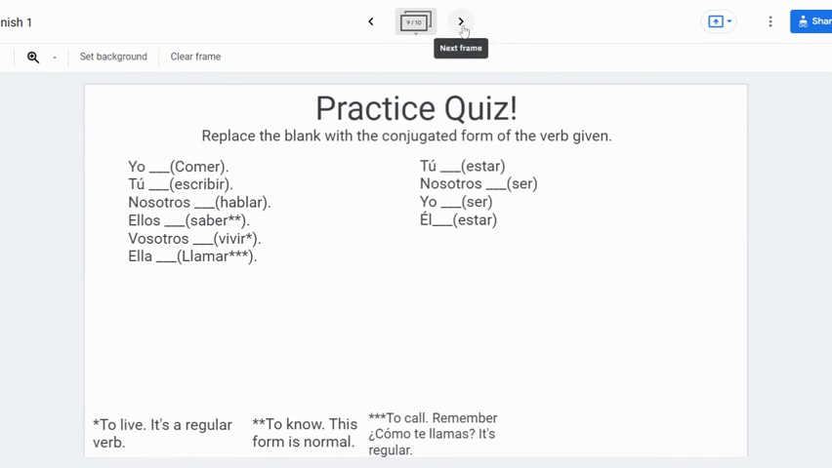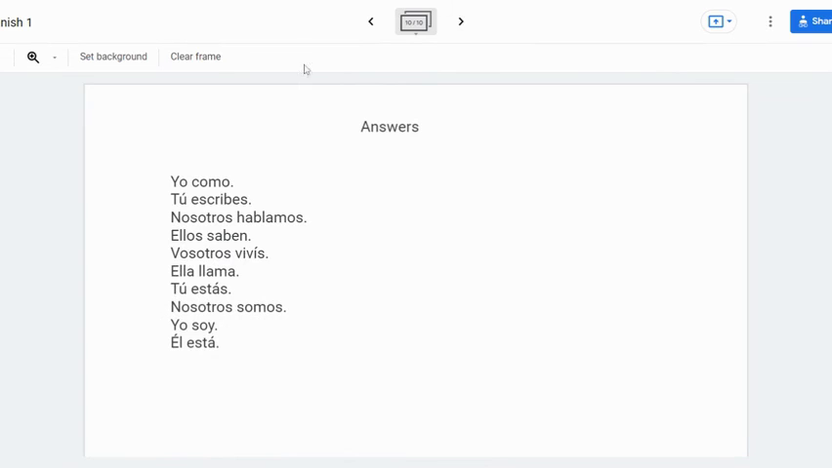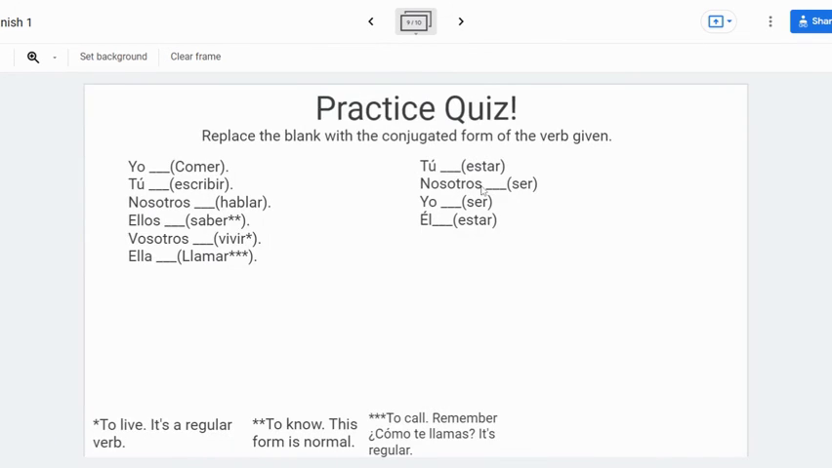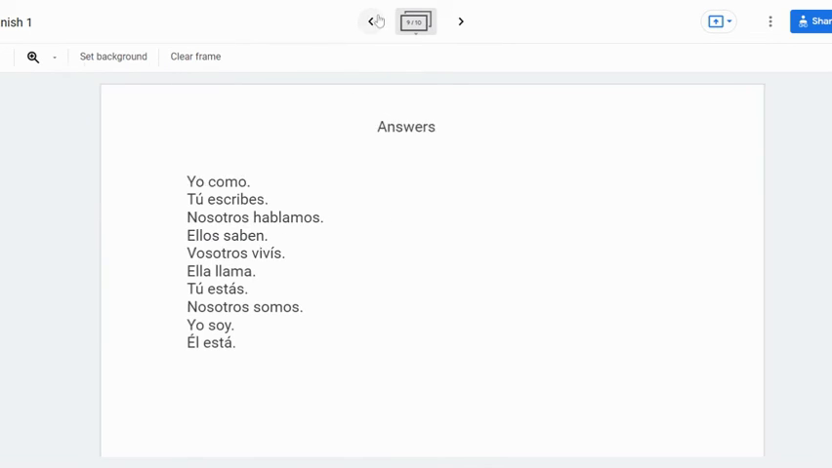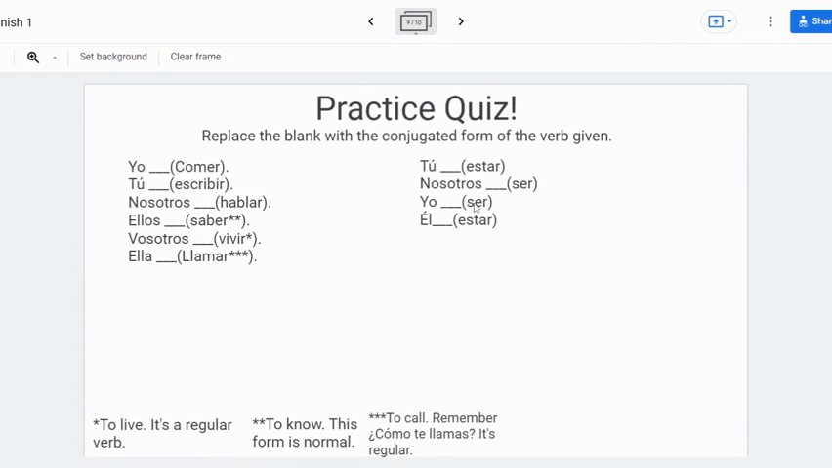The last four have to do with estar and ser. Let's go over them. Tú, blank. The answer for this one is tú estás. You would conjugate estar in the tú form, which is estás. Don't forget the accent, okay? That's a big thing. Nosotros, blank. Conjugate it with the verb ser. Since the verb ser is irregular, its nosotros form is actually somos. So you would replace the blank with somos.